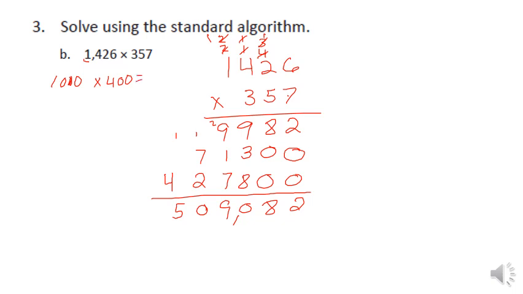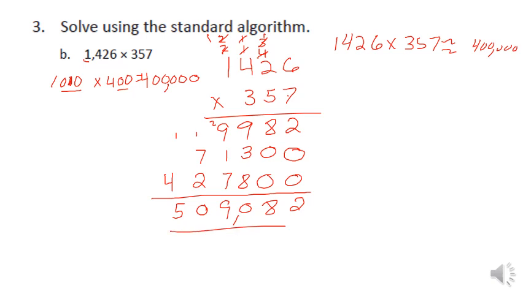Now I can see that I've got 3 zeros and 2 zeros, so I'm going to put them over here. 1, 2, 3, 4, 5. 1 times 4 is 4. And I can see that my answer to 1,426 times 357 should be approximately 400,000 to be reasonable. And you can see we had 509,000. And that is reasonable because we rounded down to 1,000, so it should be more than 400,000. That's the way you should be using estimates to verify whether your answer is reasonable or not.